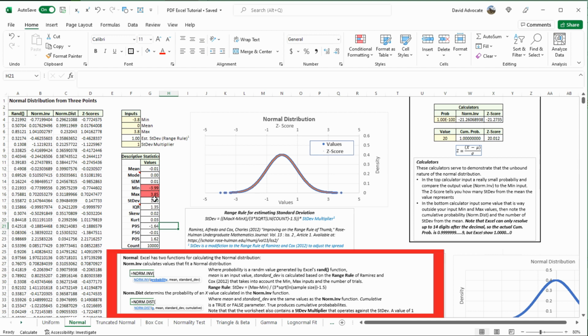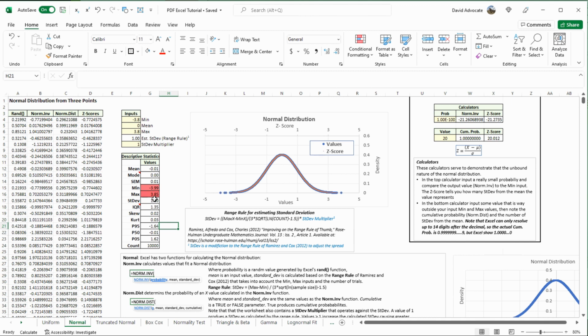Excel has two built-in functions for calculating a normal distribution. NormInv, where we input a probability, which could be just rand, and the mean and the standard deviation. The other function is NormDist, where you put in the x value that was generated by NormInv and the standard deviation, and then you tell it whether you want a cumulative distribution or a density distribution.